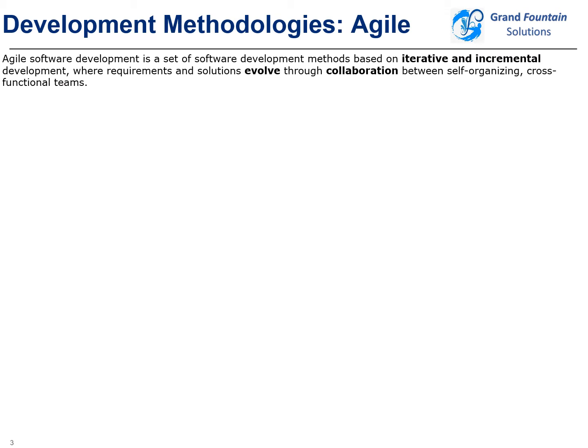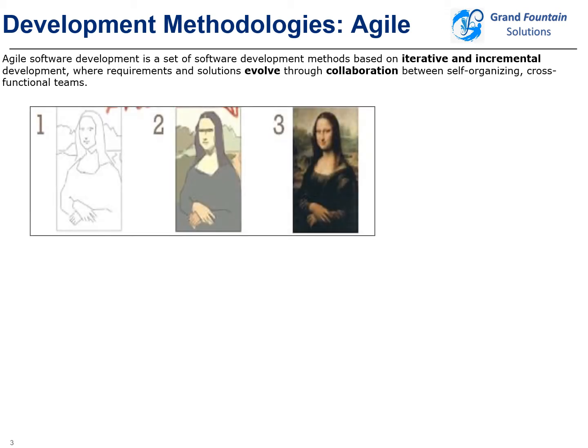In this slide, we are going to take a look at agile development practices. It is a set of software development methods that is based on iterative and incremental development. In this model, requirements are evolving. As shown in this picture, you start with the requirement to draw a lady and then decide on the setting, which is pastoral, and then the colors, and finally end up with the Mona Lisa picture.